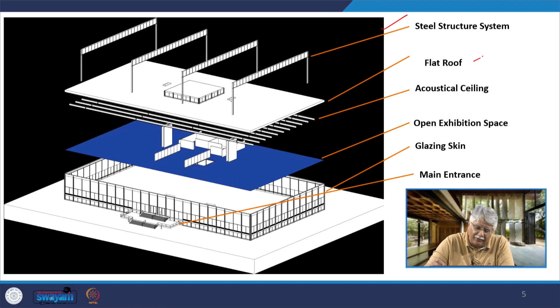Then there is the flat roof, there is the acoustical ceiling underneath the roof, there is this open exhibition space, there is the glazing skin all around the building, and that is also completely non-load bearing, in a sense standalone, and then we have the main entrance of the building.